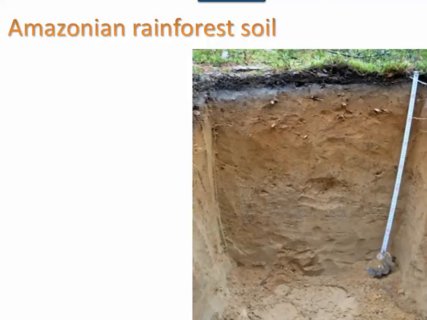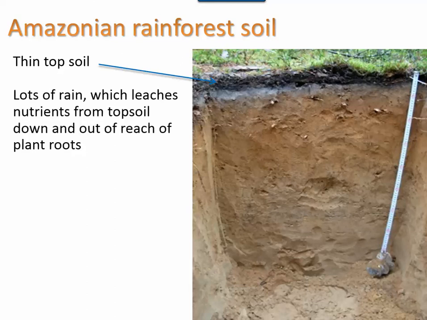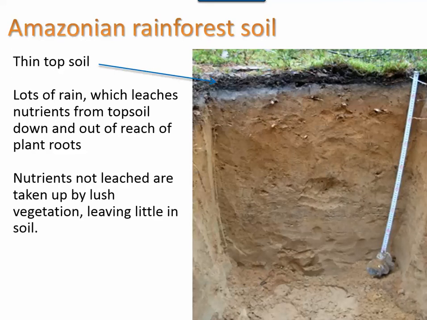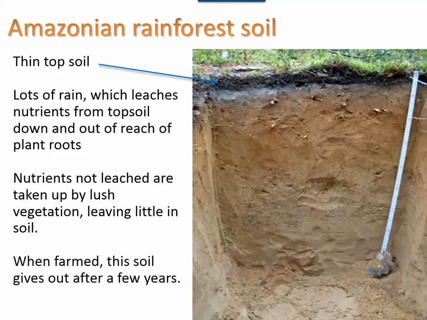Let's take a look at the Amazonian rainforest soil. So here we have a very thin topsoil and lots of rain, which leaches nutrients from the topsoil down and out of reach of plant roots. So you don't see a very thick topsoil, and you pretty quickly see that zone of alluviation, the E layer. And nutrients not leached are taken up by lush vegetation, leaving little in the soil. And when farmed, this soil gives out after a few years.